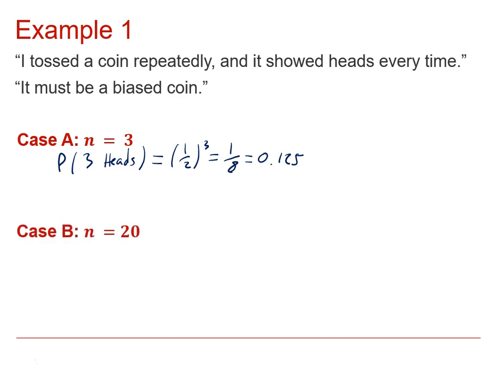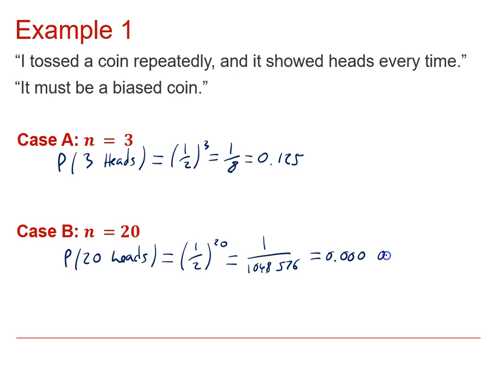If you have n equals 20, well, the chance of 20 heads is quite something different. That's 1/2 to the power of 20, which is 1/1,048,576, or 0.000000954. I'd say we've got a stronger case in case B for the fact that it is a biased coin.